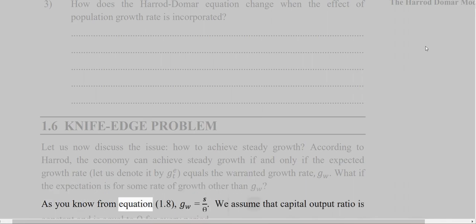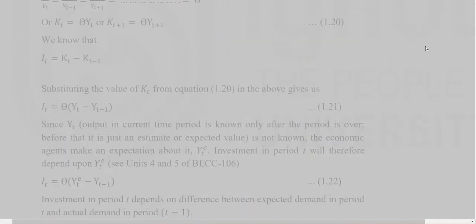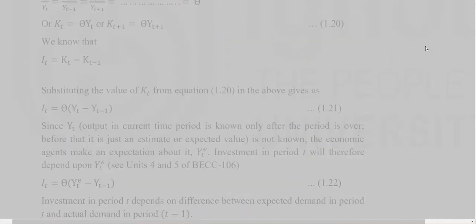As you know from equation 1.8, we assume that the capital output ratio is constant and is equal to v for every period. 1.20. We know that I equals K_t minus K_t-1. Substituting the value of v from equation 1.20 in the above gives us I equals v(Y_t minus Y_t-1). 1.21.